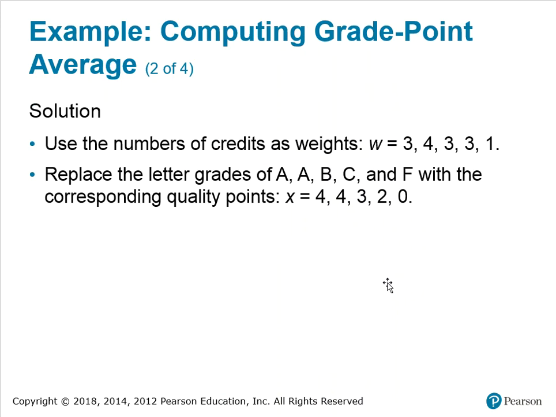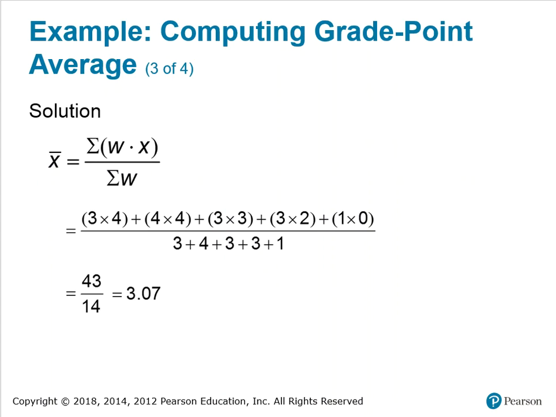So we're going to take our weights and we're going to multiply them by the letters. So 3 times 4, 4 times 4, 3 times 3, 3 times 2, and 1 times 0. Then we divide by how many credits we were carrying, and now we know we have a GPA of 3.07 in this case.